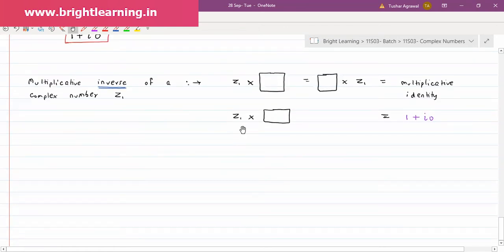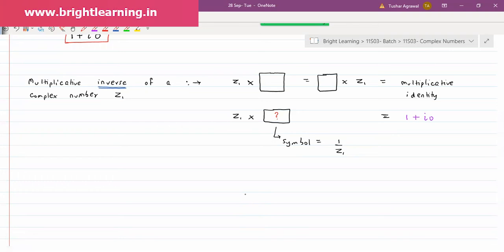So it's a convenience that Z1 multiplied by box is equal to 1 plus I times 0. It's a convenience to say that this box, whatever number you find, let it be represented by a symbol. The symbol of the multiplicative inverse, since the RHS is 1, let it be represented by 1 upon Z1. Now don't think right now that this is division, 1 divided by Z1. It is just a symbol, 1 horizontal line Z1.